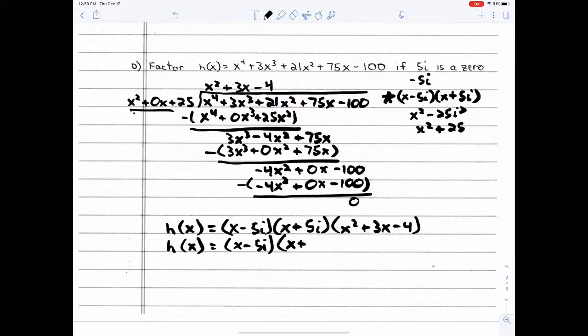But if it didn't, what would you do? You'd use the quadratic formula. But this is just going to be x plus 4 and x minus 1. But again, if it didn't, you just use the quadratic formula. Okay. Whew. That's a mouthful, that's for sure.